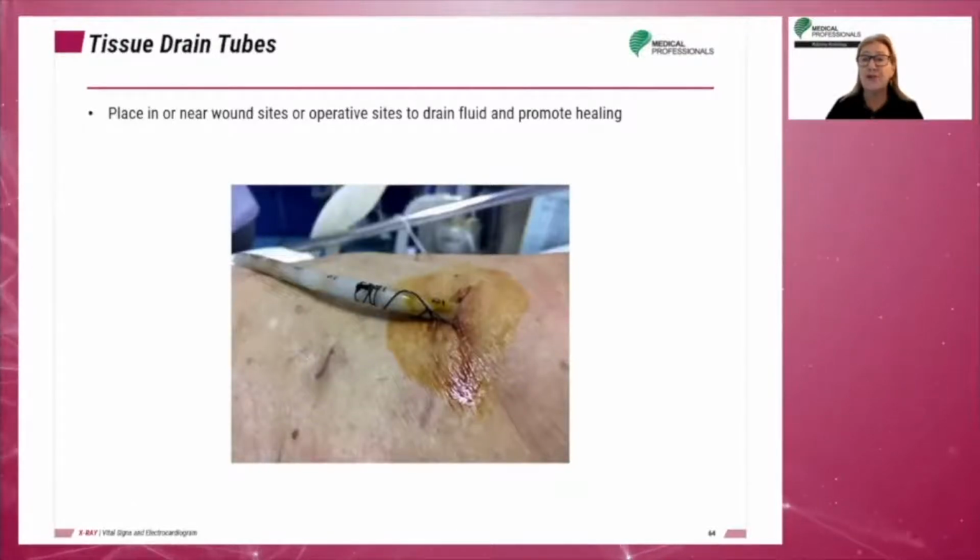Tissue drainage tubes are placed in or near wound sites or operative sites to drain fluid and promote healing. The tubes are put in place after surgery. Care should be taken to prevent infection at the site. The technologist should never remove the drainage tube.